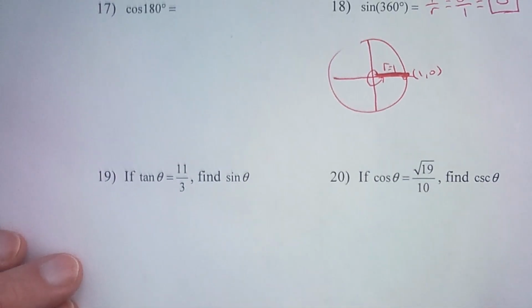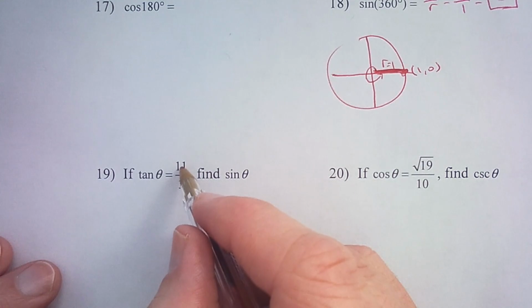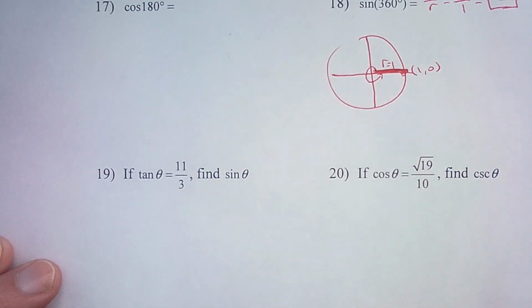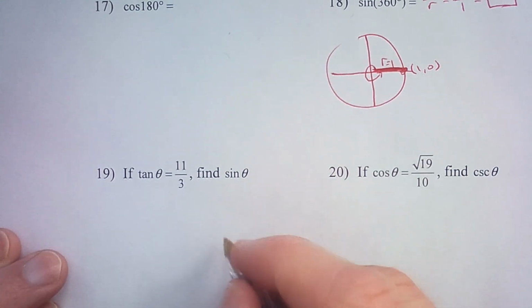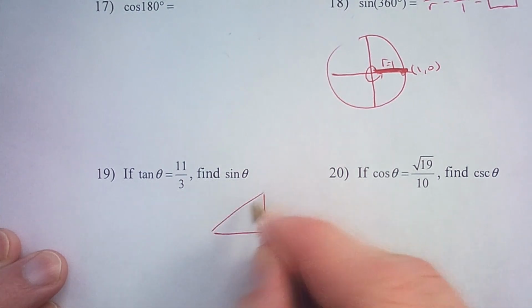Number 19. If tangent theta is 11 over 3, find sine theta. Okay, so let's draw a triangle.